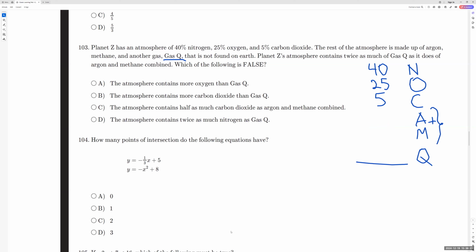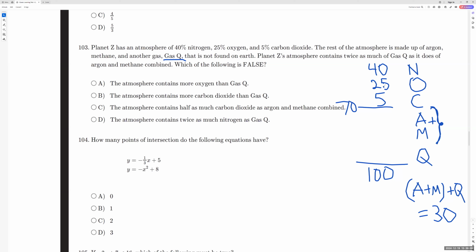40 and 25 and 5, my subtotal up to here is 70. 40, 25, 30, 40 and 30 is 70. So to get to 100%, I need to get 30% with these 3 items, A and M, methane, argon, and then element Q, the 3 of them together. So A plus M plus Q have to be equal to 30%. Now let's see what it says, okay?